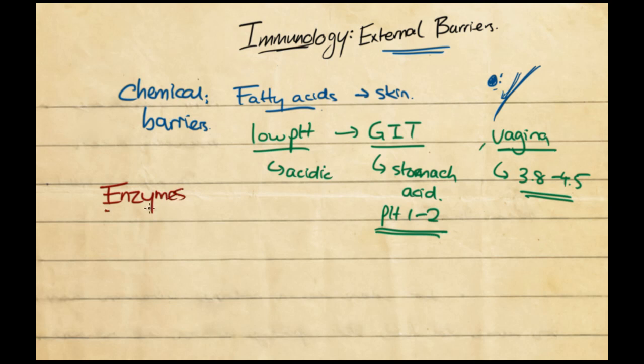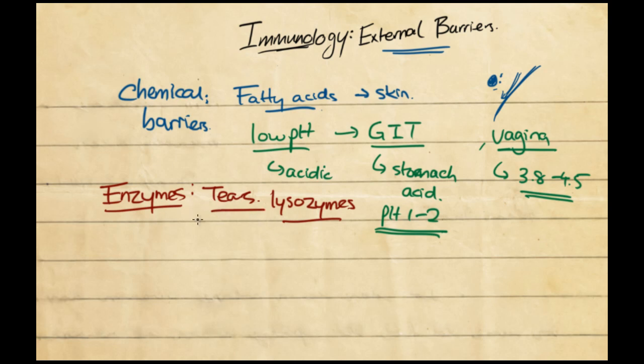Enzymes are found all over the body, but there's enzymes in tears. So as we talked about before, tears provide mechanical flushing, so they physically flush the pathogens out, but they also contain lysozymes, and these are antibacterial enzymes which attack the cell walls of bacteria by degrading them.